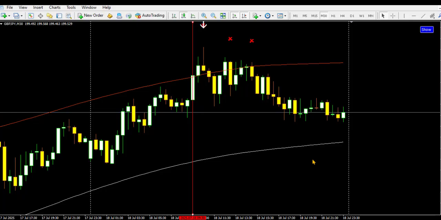I have only two indicators on my chart. This is simple, and this is meant for the MetaTrader 4 platform. Now let me show you how you use this profitably. Number one thing you have to look out for is to check the higher time frame.